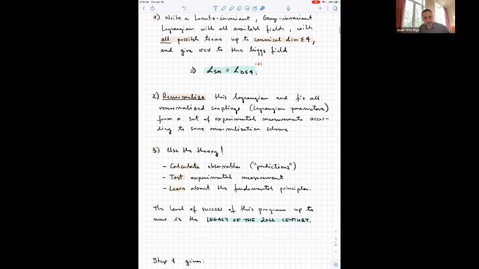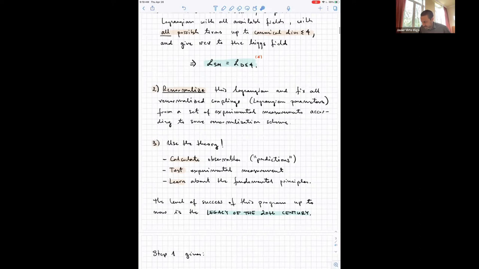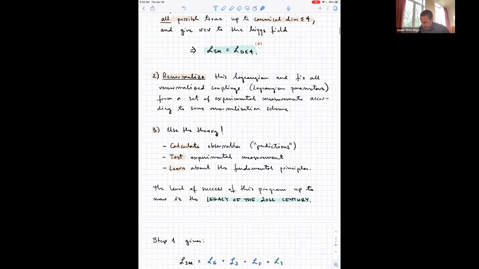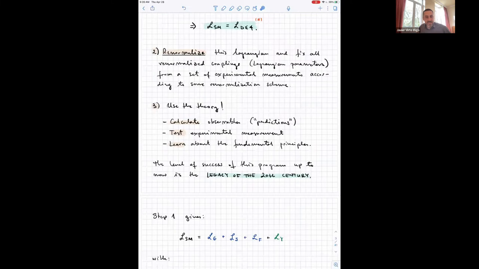You calculate observables, you make predictions, you test experimental measurements, you learn about the fundamental principles, which is the most important thing. Without this step, the whole thing is useless, unless you want to do engineering, of course. And I think that's something we haven't done much, engineering of the standard model, but I think we're a bit far from finding useful things to do besides research so far. But anyway, this is a very successful three-step process that has been going on for decades. And this is what I would say is the legacy of 20th century particle physics. Okay.